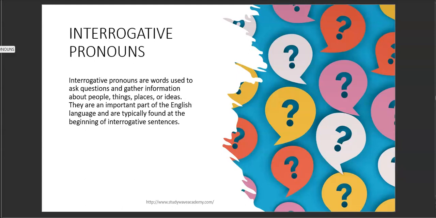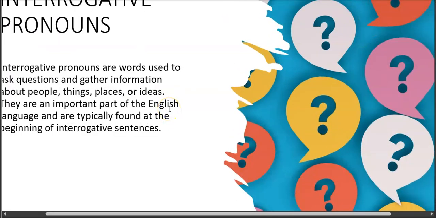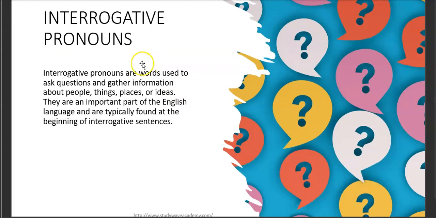With the interrogative pronouns, let me just increase my words so that we can see well. So now, these interrogative pronouns are just used to ask questions. Like I said, they are used to gather information about people, things, places, or ideas. They are an important part of the English language and are typically found at the beginning of interrogative sentences. The meaning of interrogate is just to ask questions, and interrogative pronouns are just used to ask questions. So don't forget about that.